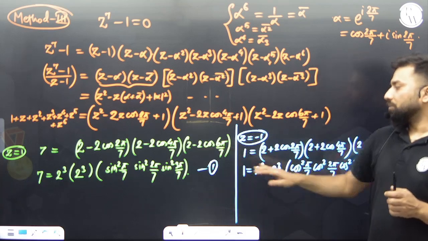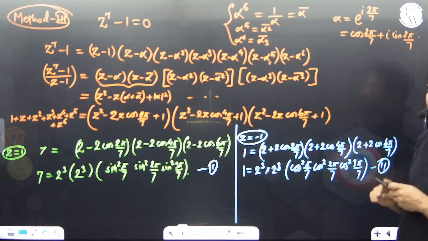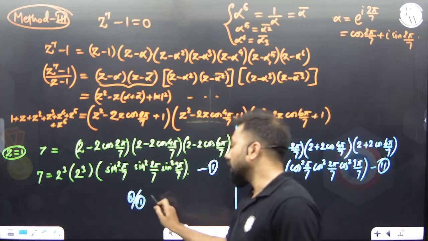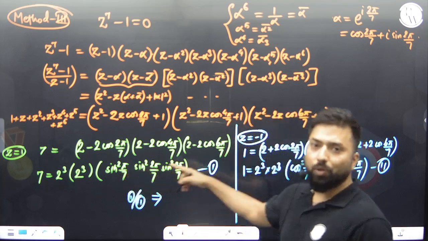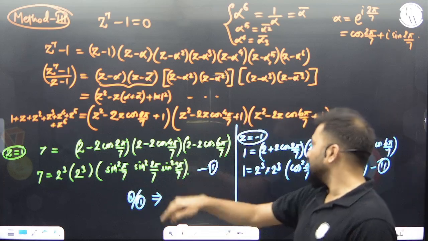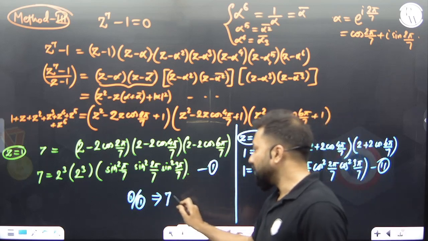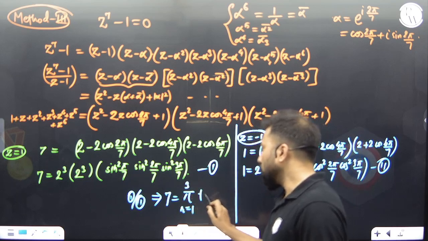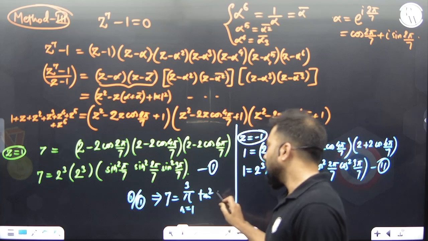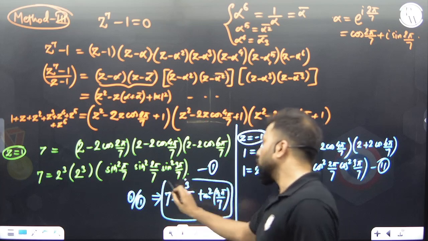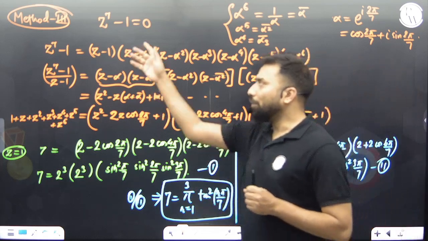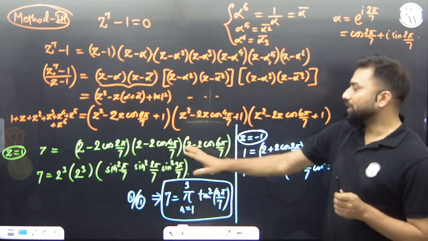So if I divide the first equation by the second equation, you will get tan square terms on the right hand side, and on the left hand side you'll be left with 7. So I can write 7 equals the product over r equals 1, 2, 3 of tan square r pi by 7. This is how we solved this particular question using complex numbers in method 3.